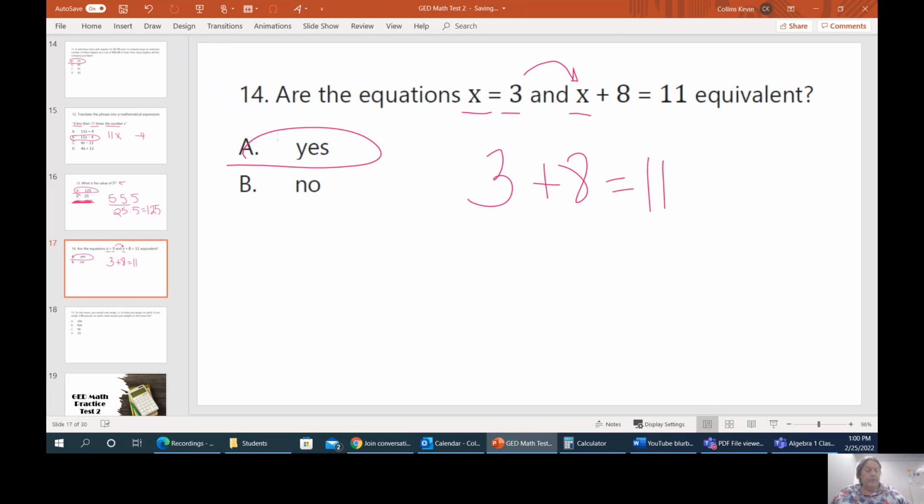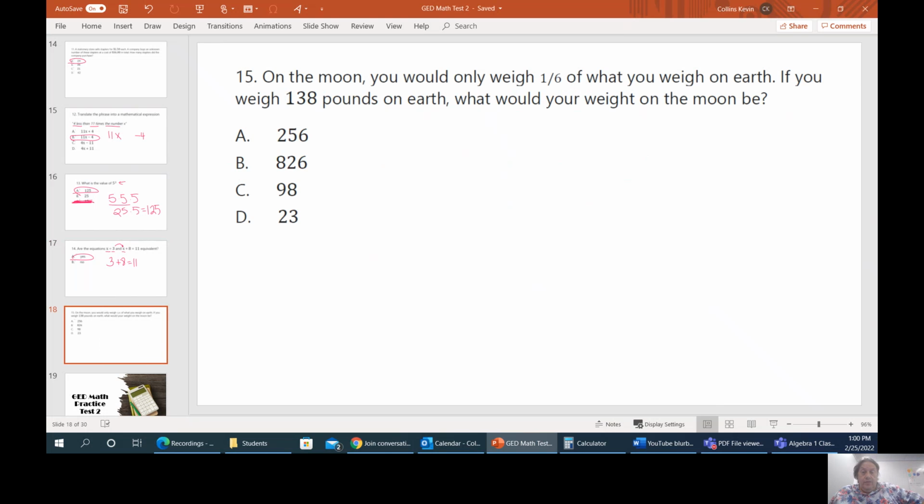This has been a pretty quick session today. Let's do one more. It says on the moon, you would weigh only 1/6 of what you weigh on Earth. If you weigh 138 pounds on Earth, what would your weight on the moon be? 1/6 is like if you take something and cut it up into 6 pieces, so your answer is going to be smaller than the number you started with. So these two are out.